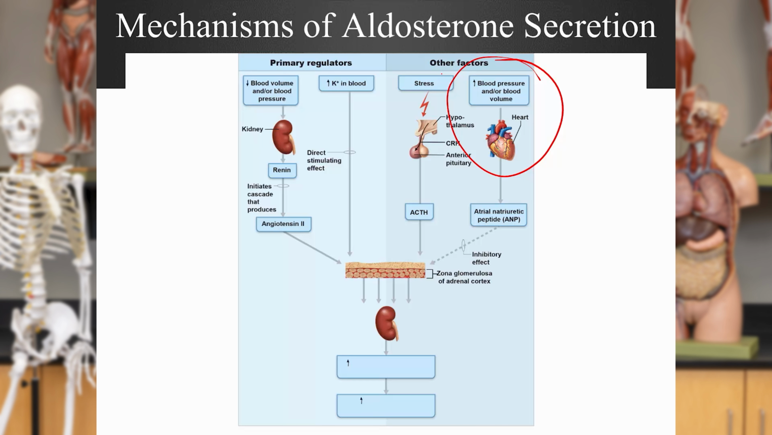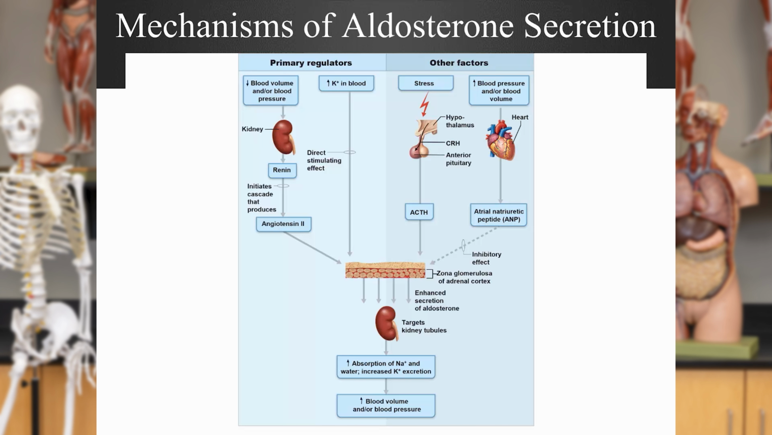So if you have an increase in blood pressure, an increase in blood volume, the heart produces the hormone ANP, atrial natriuretic peptide. That ANP is going to inhibit the actual zona glomerulosa. All right, so all these things are dealing with the zona glomerulosa. Well, what's going on there? The zona glomerulosa is going to basically allow for the production of aldosterone.